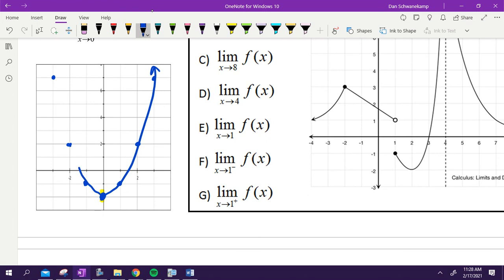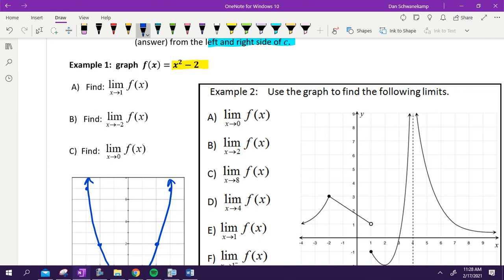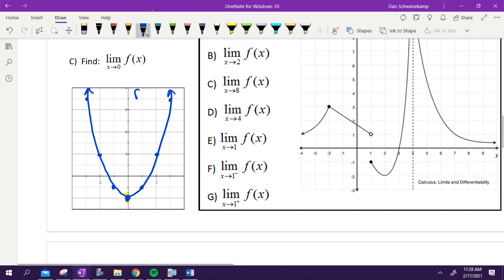Parabola. Based off of that graph, we're going to answer some limit questions. Now, this is the easiest version of this concept. For letter A, it asks us to find the limit as x approaches 1 of my function. Well, this is a graph of f of x. So I want to know the limit as x approaches 1.